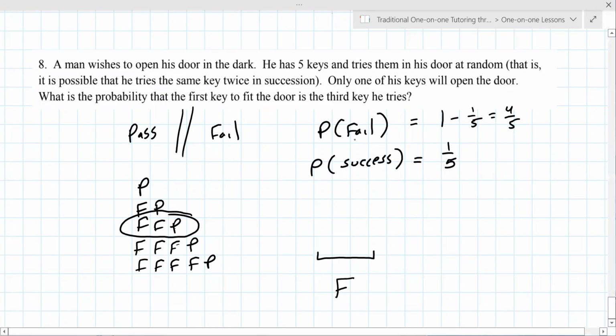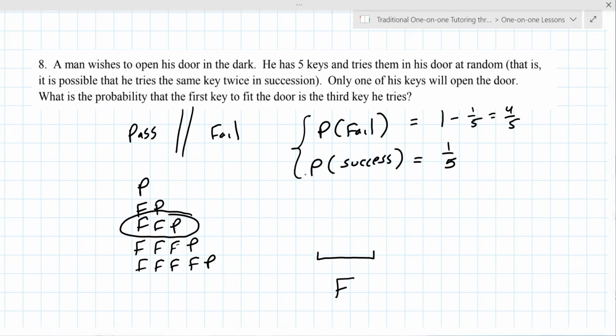Failure and success are mutually exclusive. You either fail or you pass. There is no both. The example I like is pregnancy: you're either pregnant or not pregnant. It's like lights either on or off, that kind of thing.